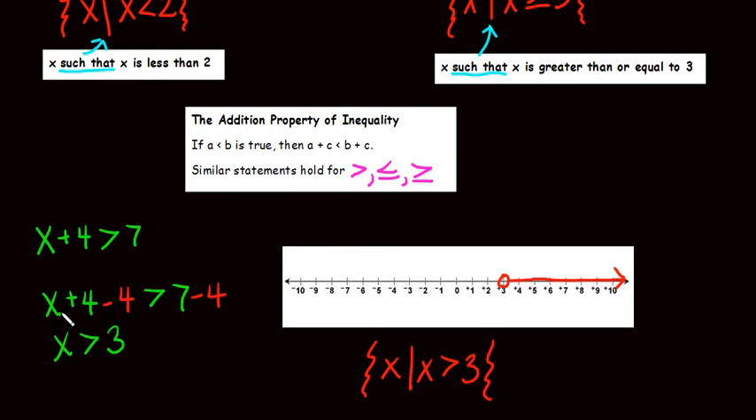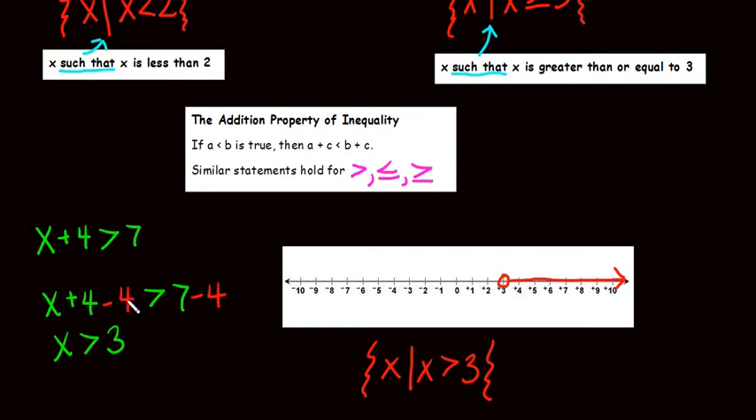To solve for x, I'm going to take 4 away from both sides. X is going to be greater than 3 for this equation to be true. And the way I show that on the number line, like I did earlier, I'm not going to include 3 because it's greater than, it's not equal to it. And then anything larger than 3. My solution set says x such that x is greater than 3.